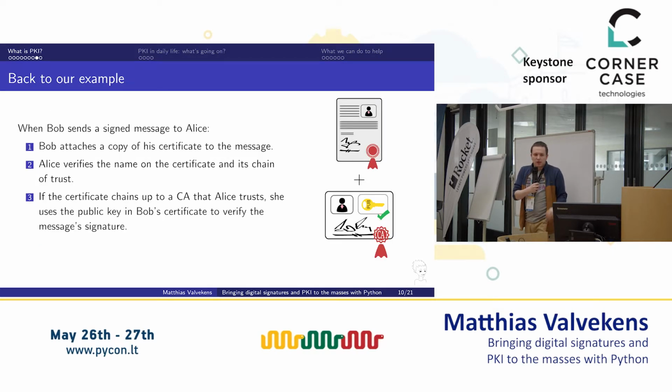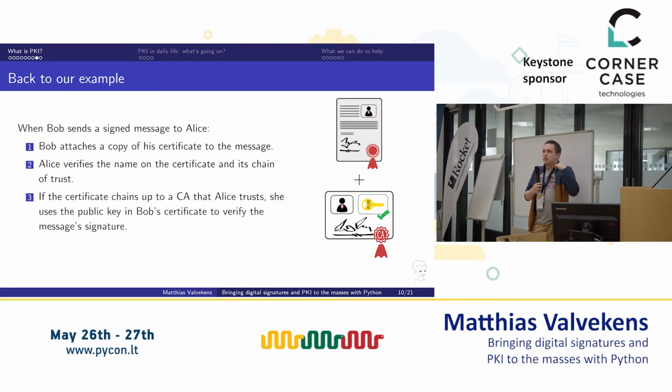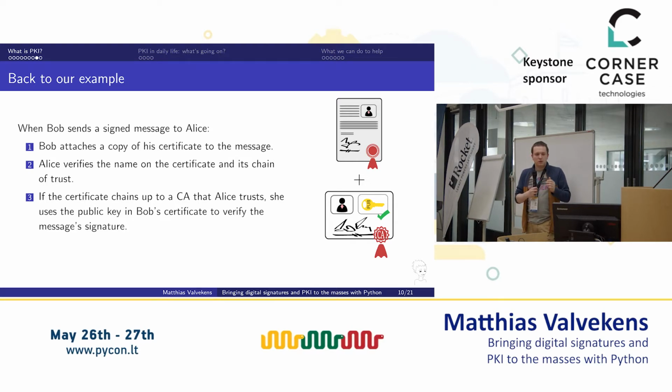So let's go back to our example. How does that work in practice now that we have certificates? So when Bob sends a signed message to Alice, what he does is he attaches a copy of his certificate to the message. And what Alice can then do is verify that the name on the certificate matches what you think it should be, namely Bob's name. And then also she verifies the chain of trust. And if everything checks out, so if everything chains up to a CA that Alice already trusts, then she can use the public key in Bob's certificate to verify the signature. That's again the basic idea. Of course, in practice it's more complicated than that, but this is good enough for the first approximation.